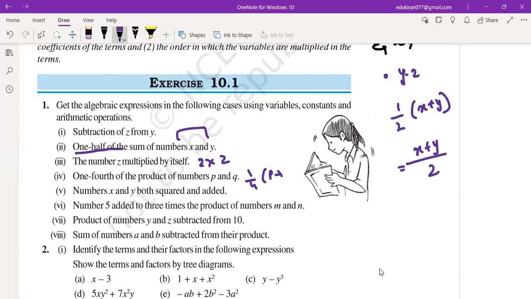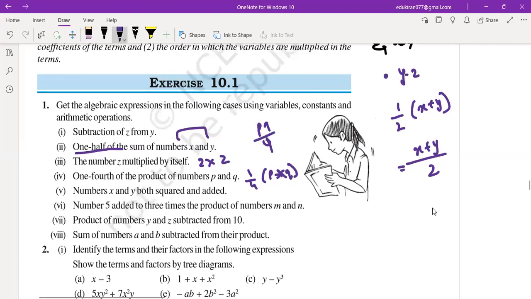Ma'am, we got multiplication right, but addition wrong. You don't have to do addition. You have to multiply p and q. Ma'am, I have a doubt. I forgot to keep the brackets. We can also write bracket p q and 4 like this as well. Not a problem. Ma'am, I missed the brackets. I didn't write the brackets.